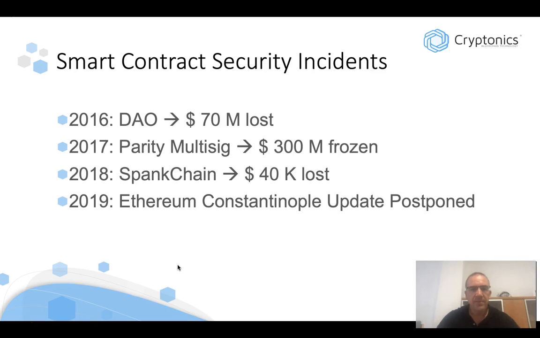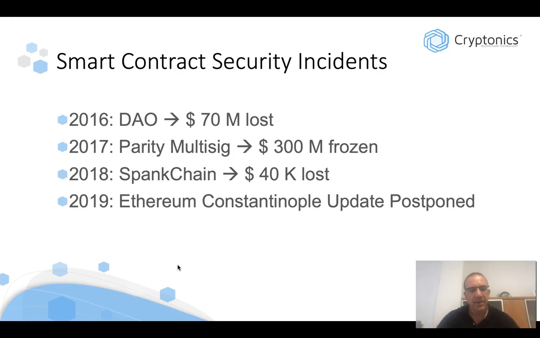Just to drive this home, here's a list of incidents that I find interesting. Back in 2016, we first realized that there was a problem with smart contract security when the DAO incident happened. If you don't know about this, I urge you to read up on the DAO hack. It's a very interesting incident with smart contract security that we're still feeling the effects of now. It caused a big split in the community.